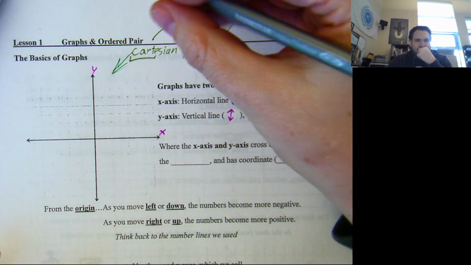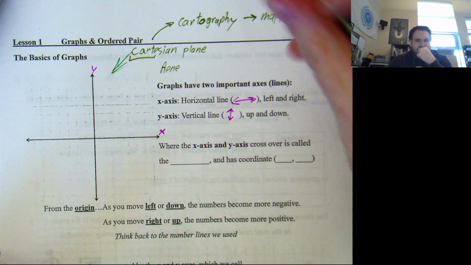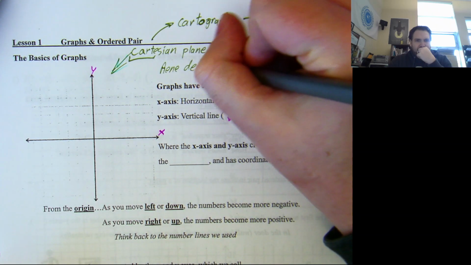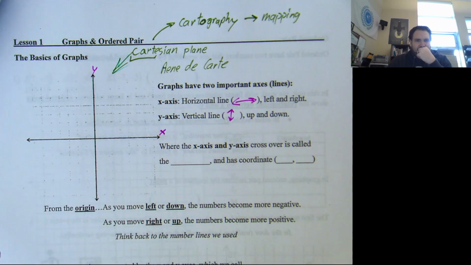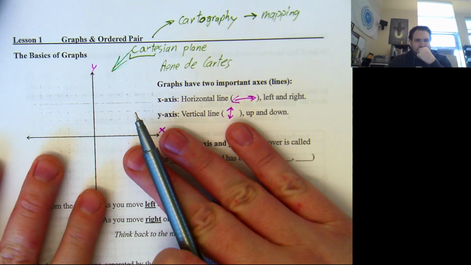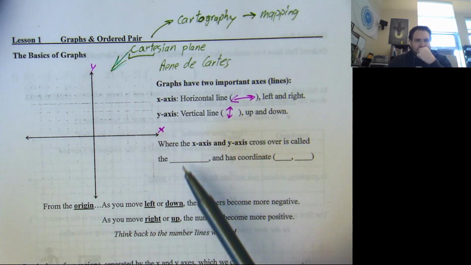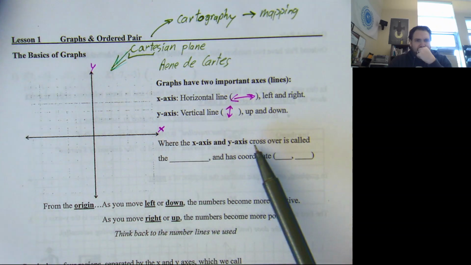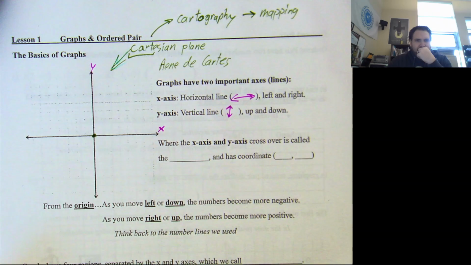And there was a guy who is the father of a lot of this stuff. His first name was Rene. This is Rene Descartes. He was a philosopher, he was a map maker, he was a mathematician, and so he put together these disciplines and gave us this grid system. Wildly useful. Now, the y-axis, this vertical line, and the x-axis, the horizontal line, cross over at a point, this point right here. It has a name.